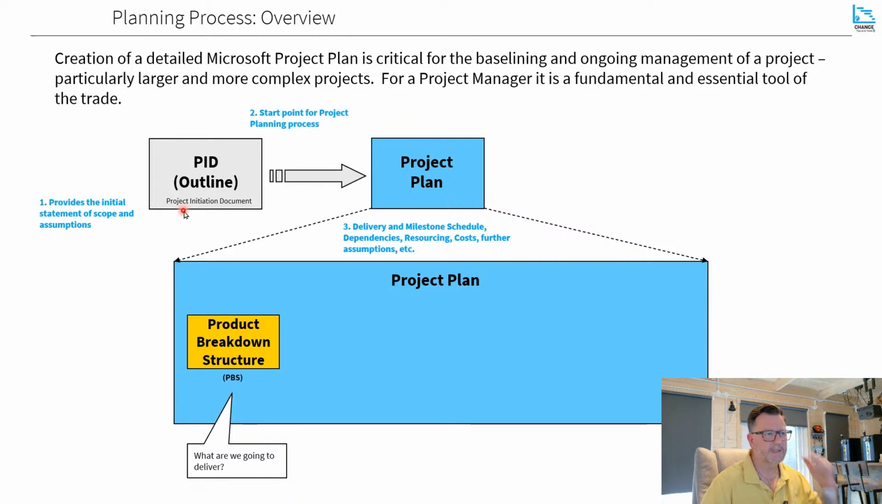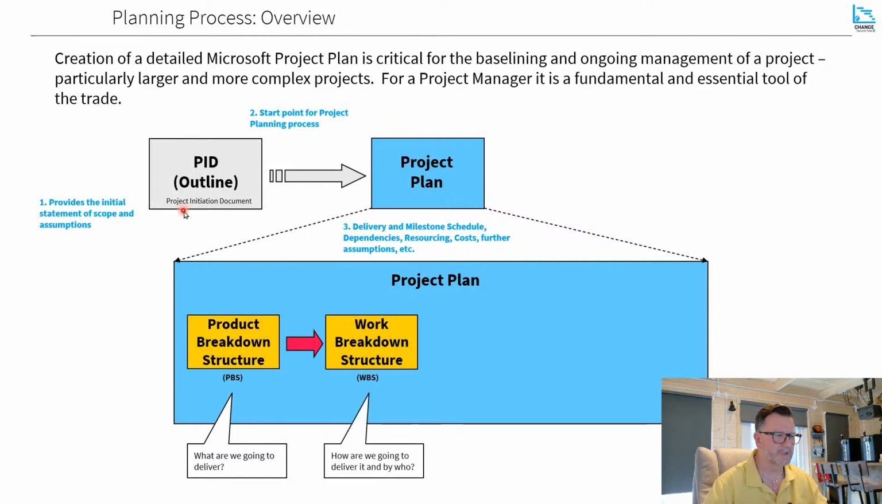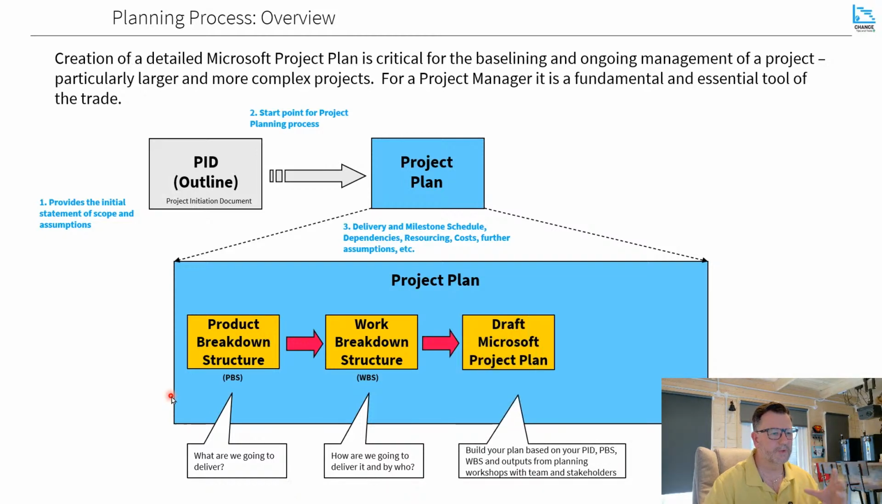The second thing is your work breakdown structure. So you'll think about what the activities are that you are going to perform to deliver your product breakdown structure, and who's going to deliver it. And in there, you'll have your work-based estimates, your duration-based estimates, and you'll work out key dependencies, etc. Now, once you've got that, you'll start to build your project plan and you'll draft it based on your PID, your PBS, and your work breakdown structure, and so on. And this will all be gathered through a number of workshops with the right stakeholders.